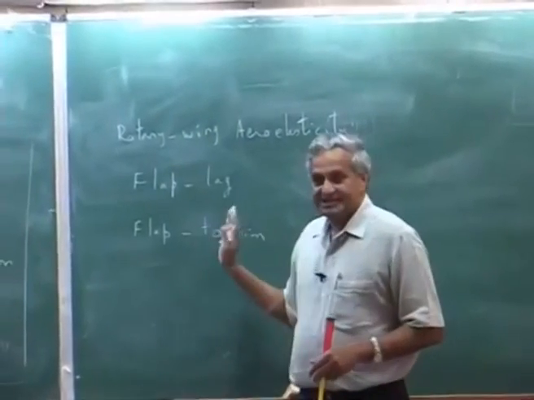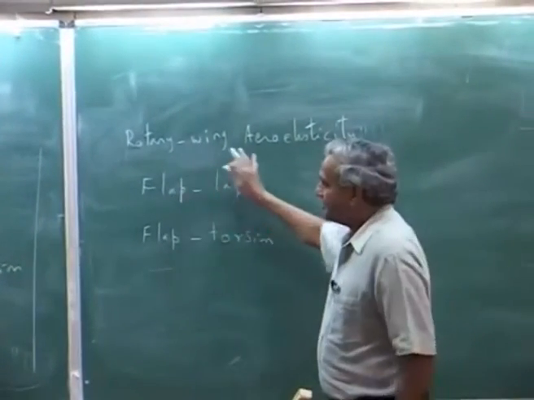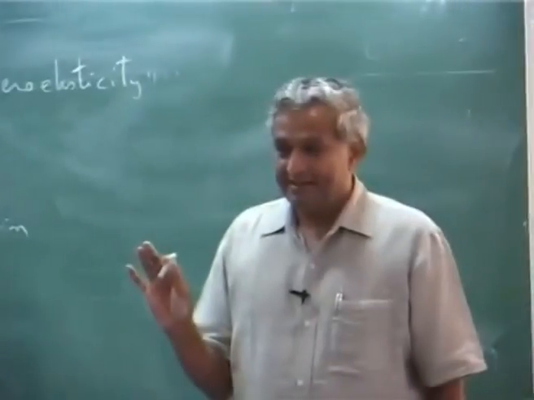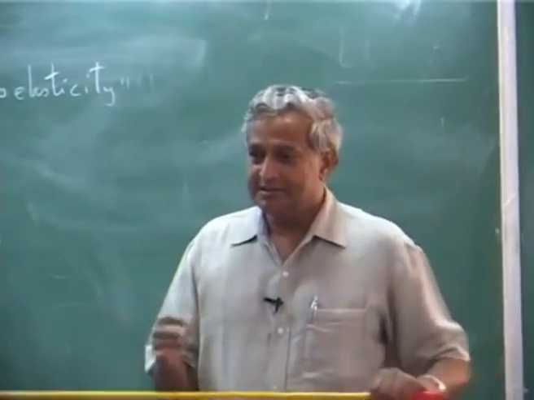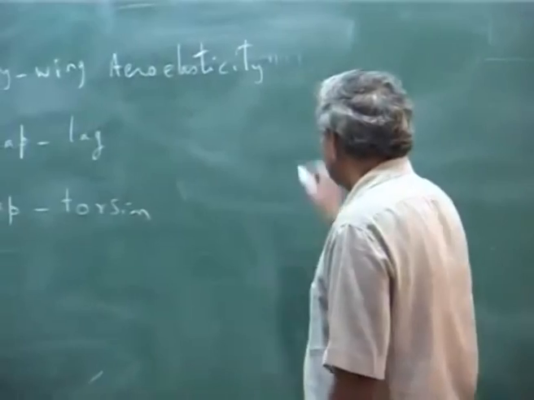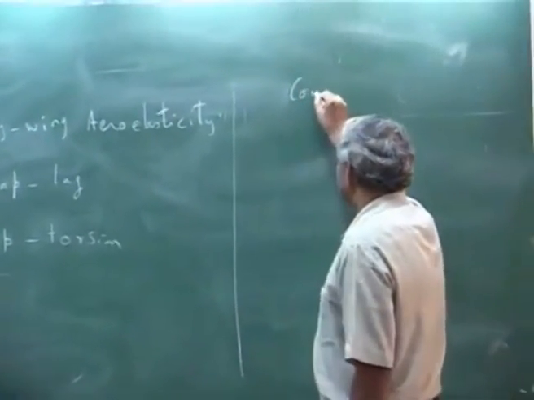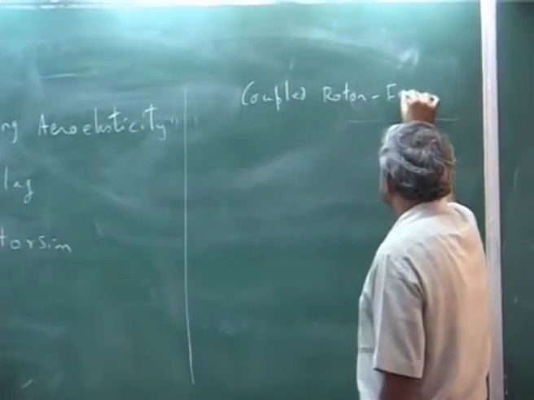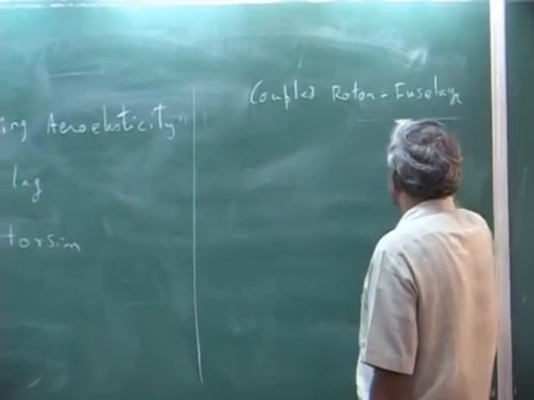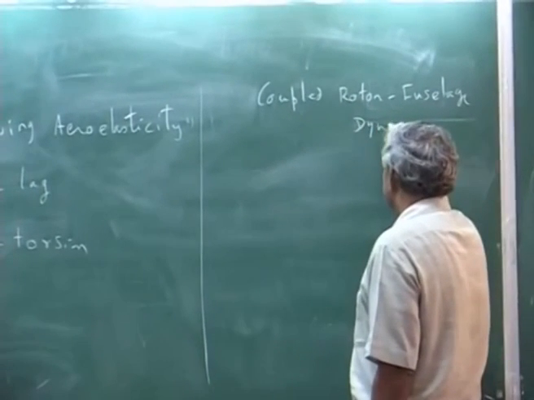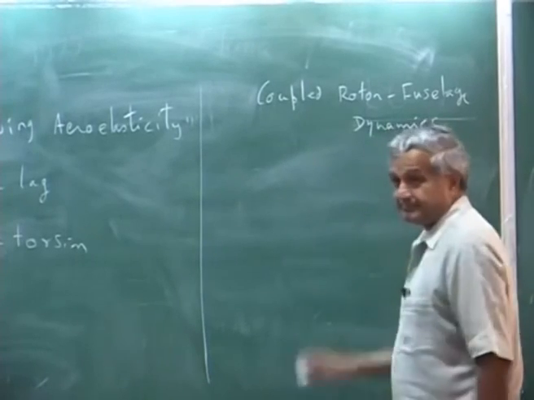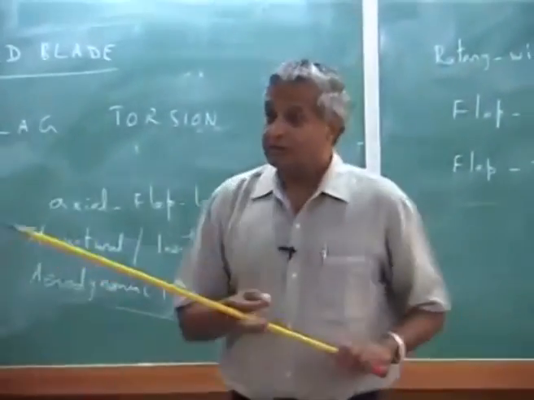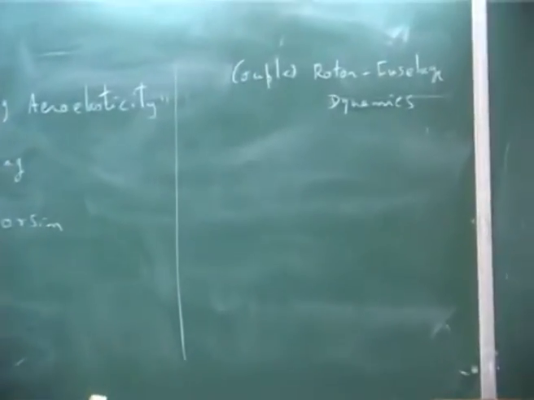Okay, that was this. But this is an isolated blade. You are only solving the blade problem. But in a helicopter, it is a rotor. That means I have to go for coupled rotor-fuselage dynamics. That means the fuselage is shaking, the blade is moving, and you have to study this problem. This is the actual problem.